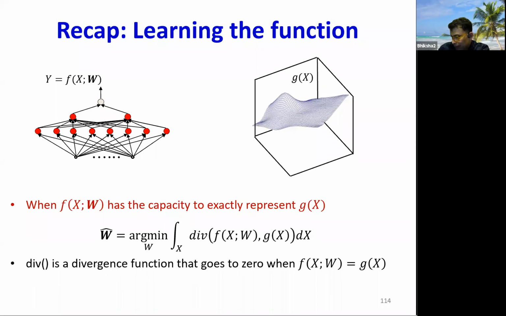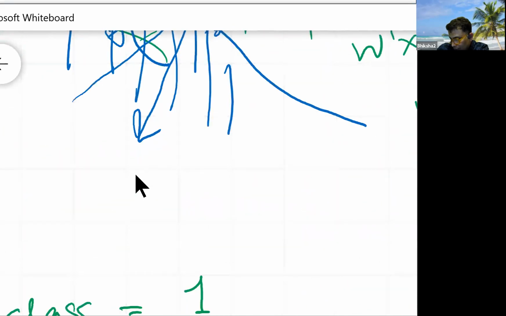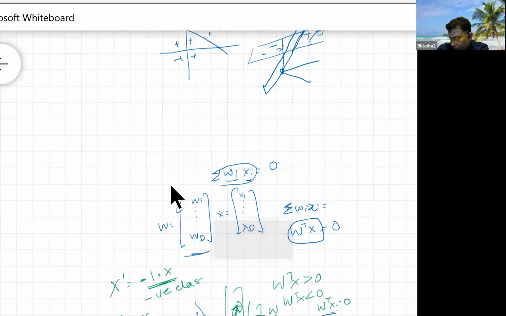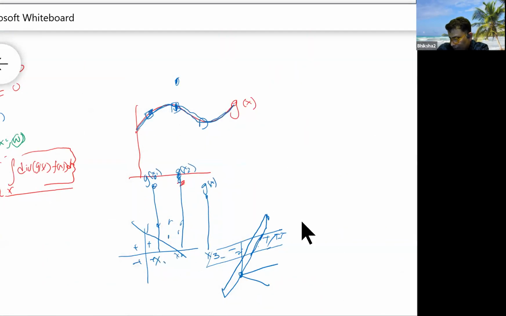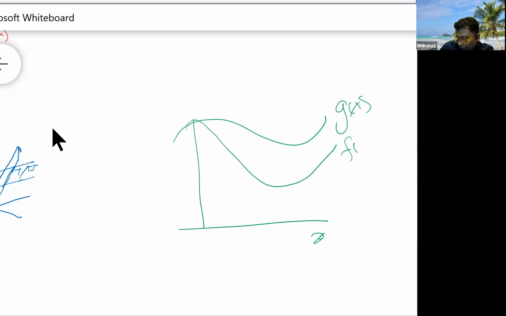Now, going back, recall that the network itself is modeling a function. So when we are learning the network, we're actually trying to learn its parameters to minimize the total error between the target function g of x and the network function f of x. You have X, you have the target function g of x, and you have the network function f of x. You're trying to minimize this total error. That's how we're actually trying to learn the parameters of the network, right?